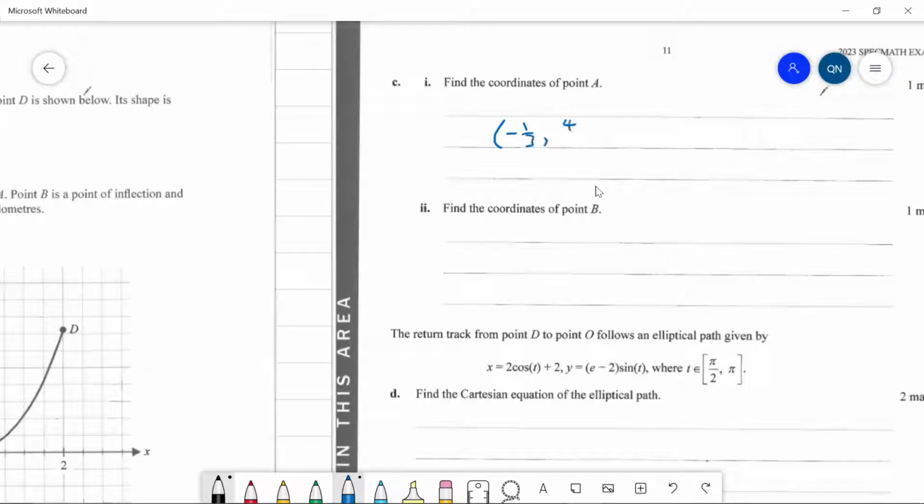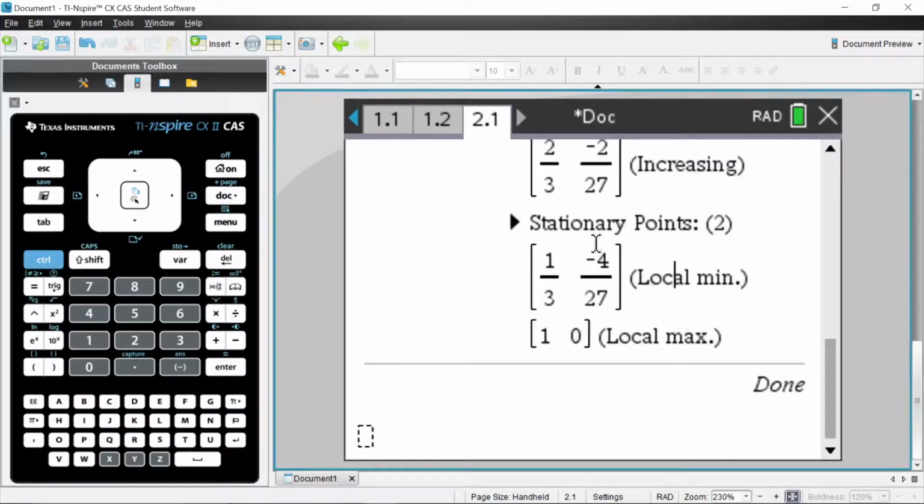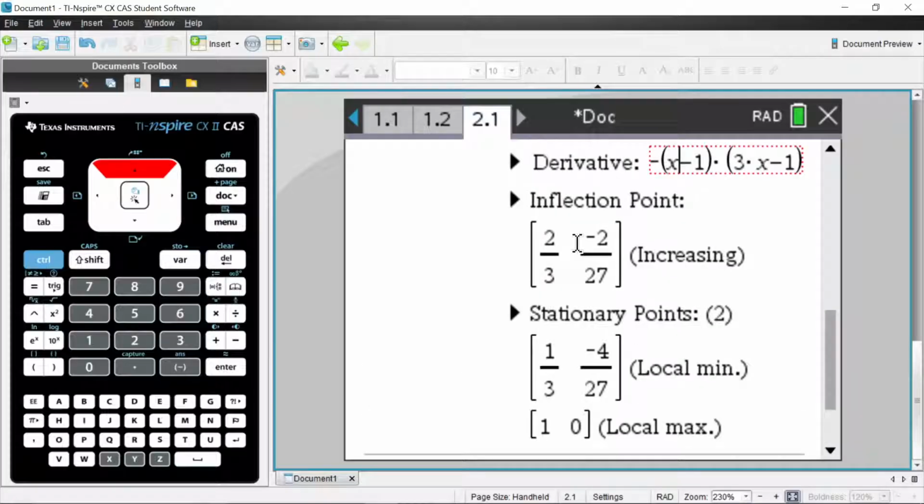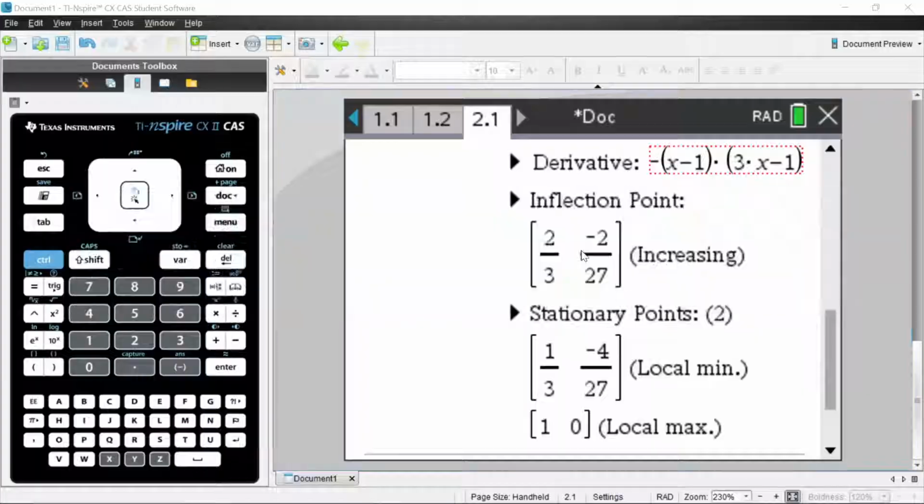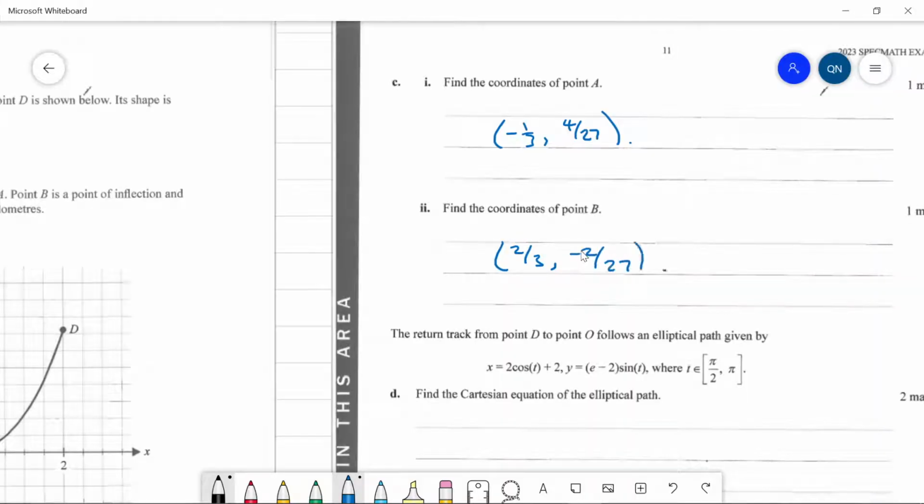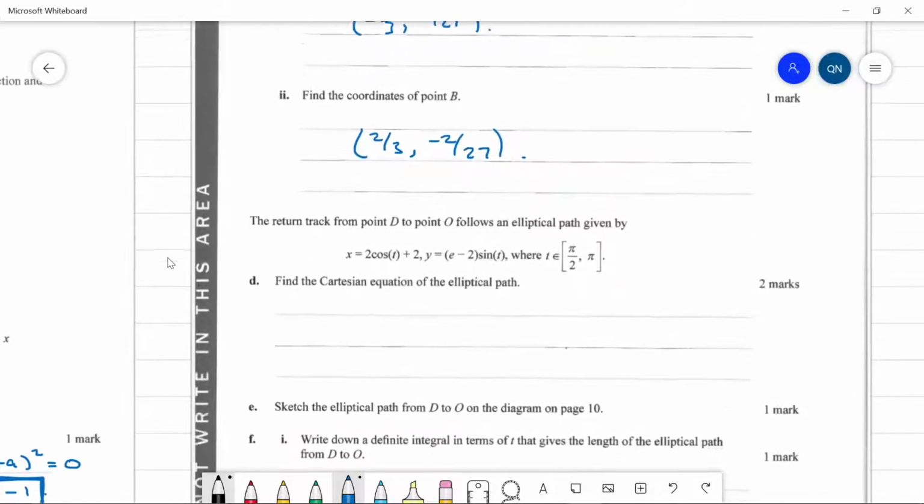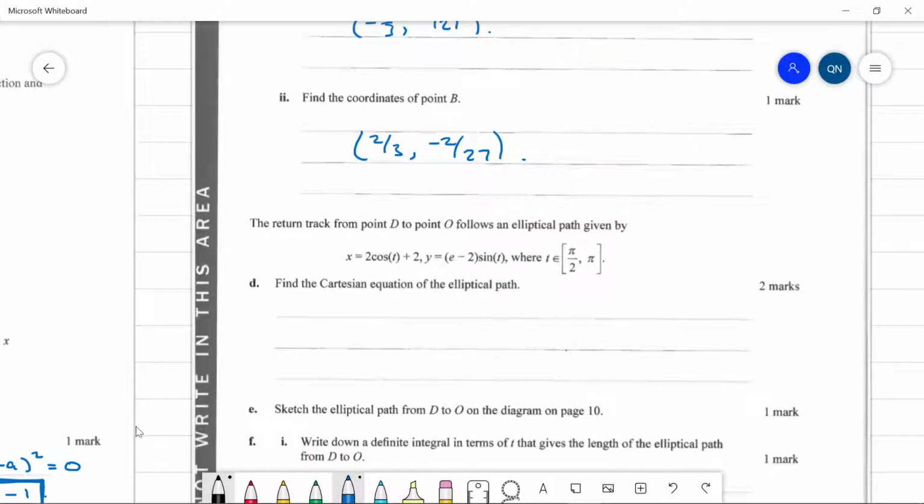-1/3 to 4 on 27. And then we have the inflection point, which is 2/3 to -2 on 27. Just 1 mark each, so we just need to say the answer. The return track from point D to O follows an elliptical path.